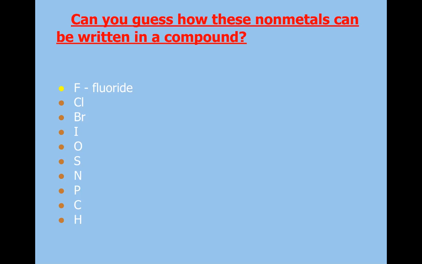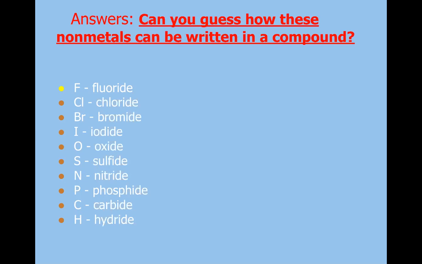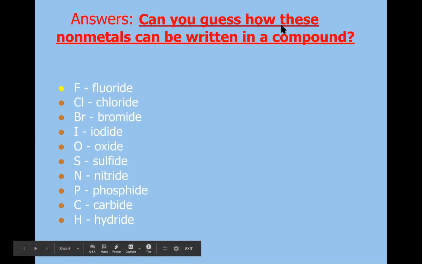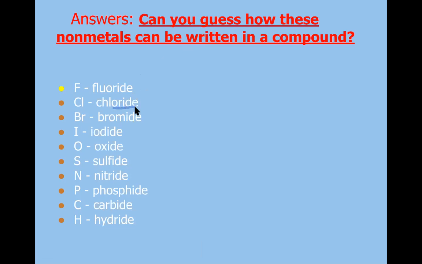Here you go. Fluorine, fluoride, chlorine, chloride, bromine, bromide. When you use this again and again, you will be really familiar with all these names. So you don't have to memorize everything. Once you use them a couple of times, you're going to get that immediately. Iodine, iodide, oxygen, yes, oxide, sulfur, sulfide.